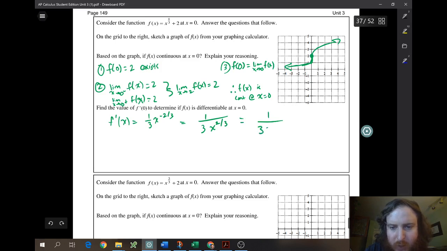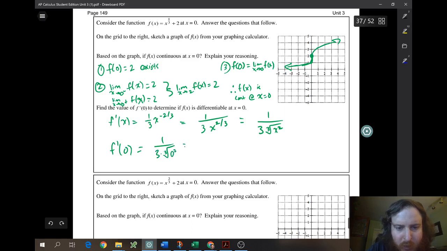And then this is going to become the cube root of x squared. That's our radical form. The numerator, the 1, stays with the x, and the denominator becomes the root. So now f prime of 0 is going to become 1 over 3 times the cube root of 0 squared.